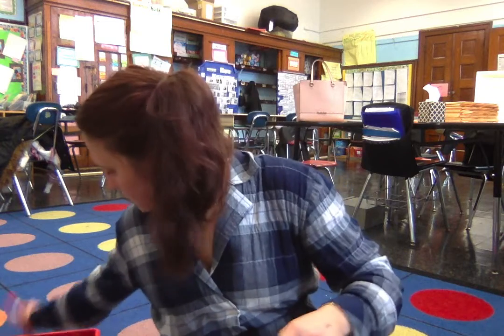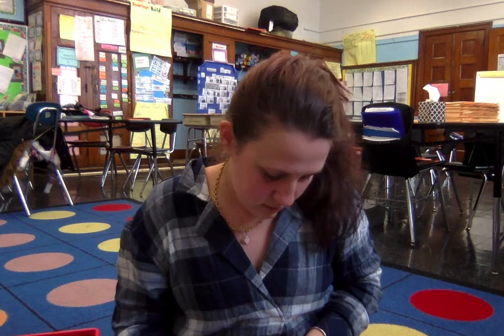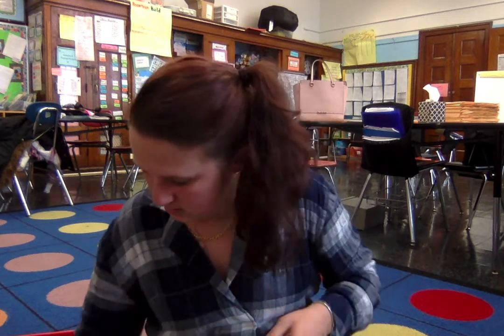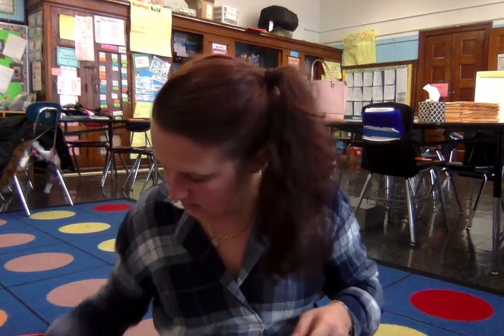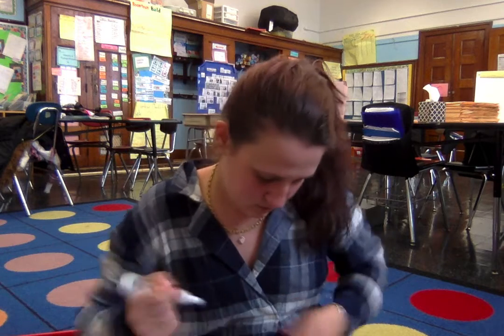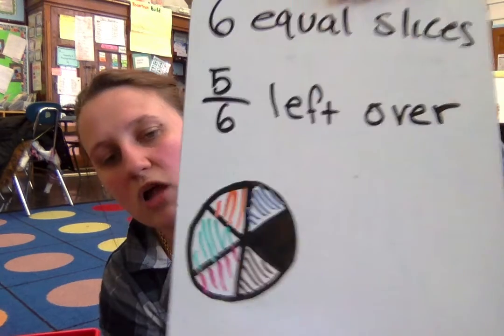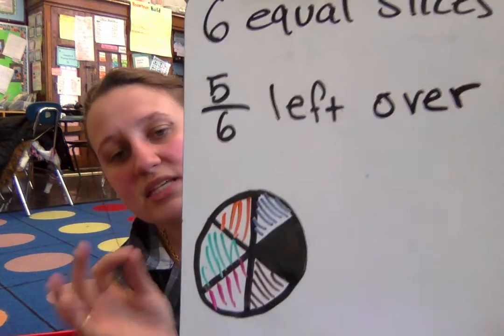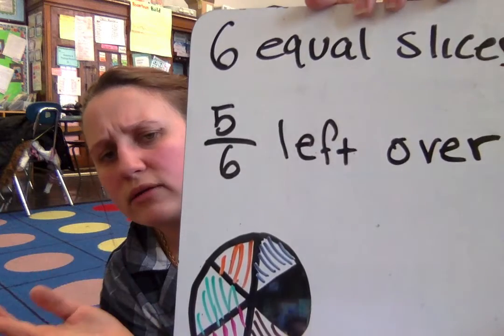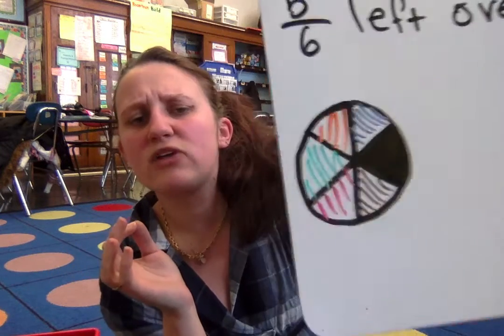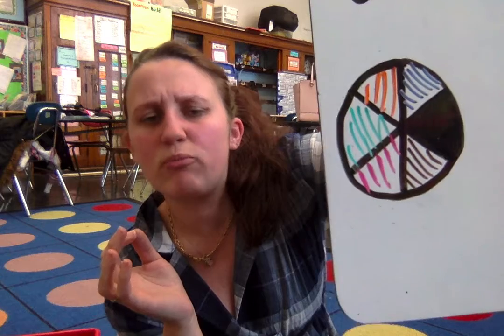Let me see if I have any colors left over. I have pink. And the last one I'm going to use is brown. So, these colored pieces, these each represent what? They each represent a fraction. What does each colored piece represent?